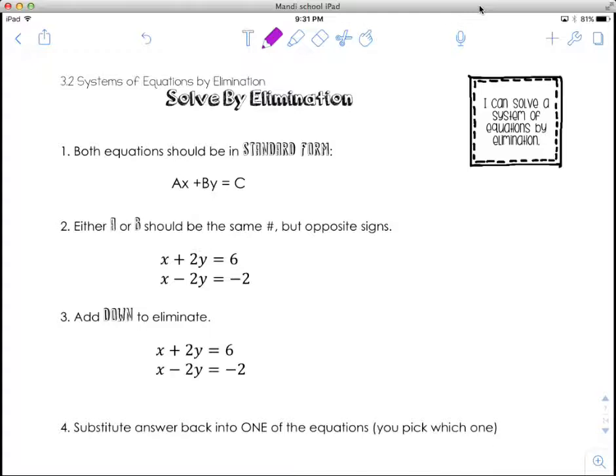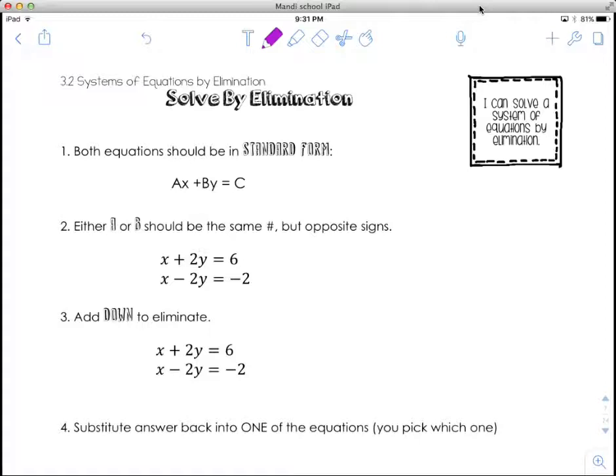Okay, so on lesson 3.2, we're going to solve by elimination. So in 3.1, we reviewed solving by graphing and we reviewed solve by substitution. So by the end of this lesson, hopefully you can solve by using elimination with the different types of equations you might see. So let's start with the very basic.